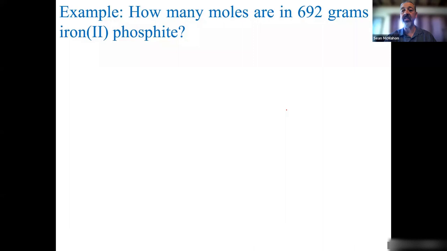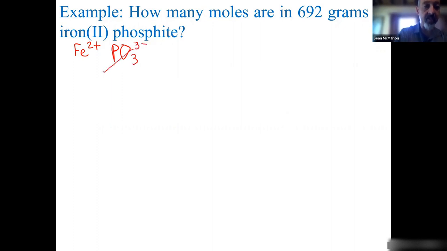How many moles are in 692 grams of iron 3 phosphate? I'm sorry, I said iron 3, it's iron 2. Iron 2, so 2 plus, and phosphite. I know phosphate has phosphorus and oxygen. To determine if there's 3 or 4, I look to see if phosphorus is on the floor. It is, so phosphate has 4, so phosphite must have 3.